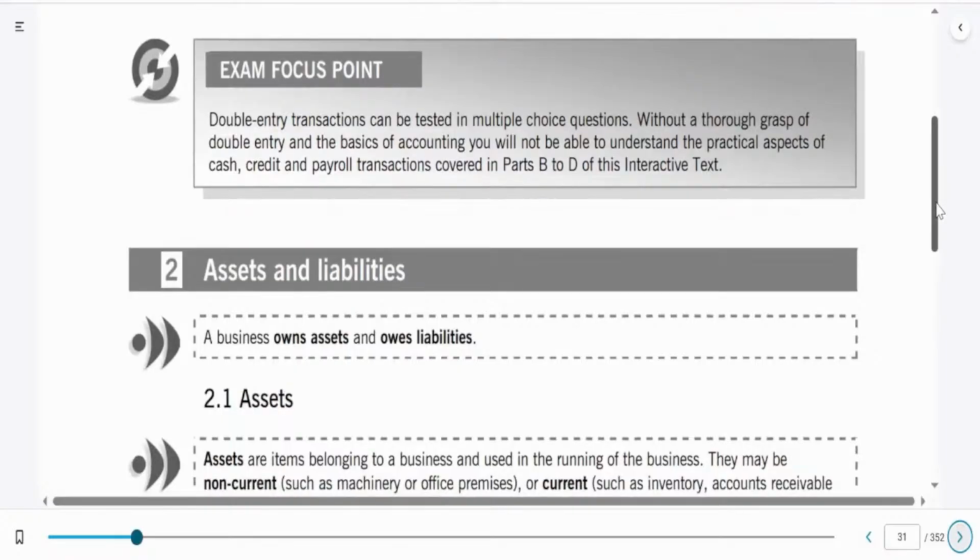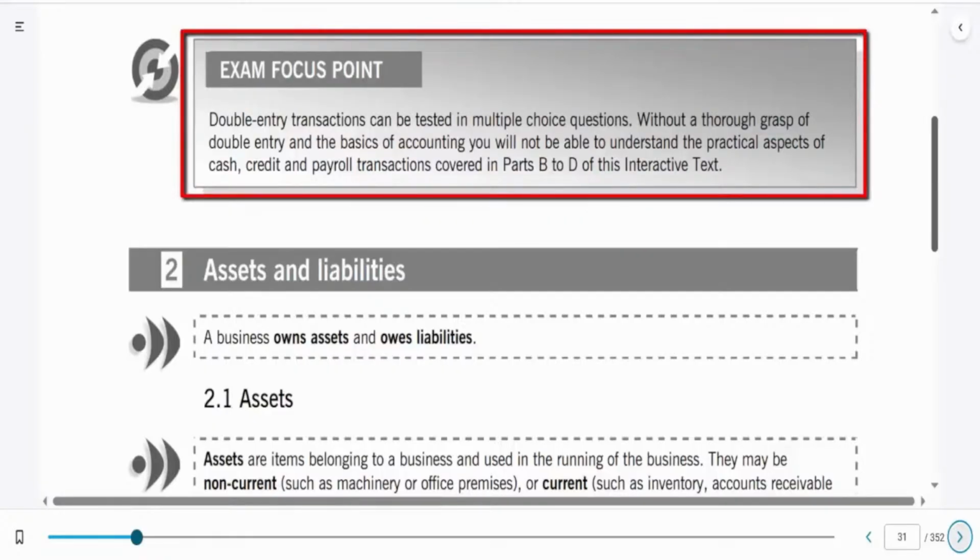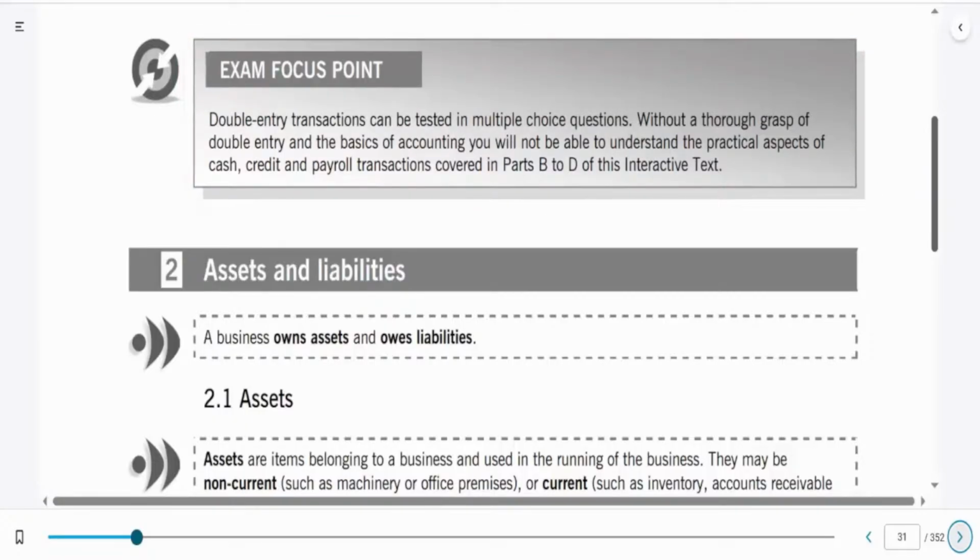Exam tip: why you need to master double entry. In your exams, questions about double entry bookkeeping are very common and are often asked in multiple choice format. Having a good grasp of this topic will make answering these questions easier and will help you feel more prepared. Plus, understanding double entry and the basics of accounting will help you later on when you learn about more practical accounting tasks like handling cash, credit, and payroll transactions in other parts of the course. So, stay focused as we go through these basics. They're going to set you up for success, not just in your exams, but also in understanding real-world accounting.